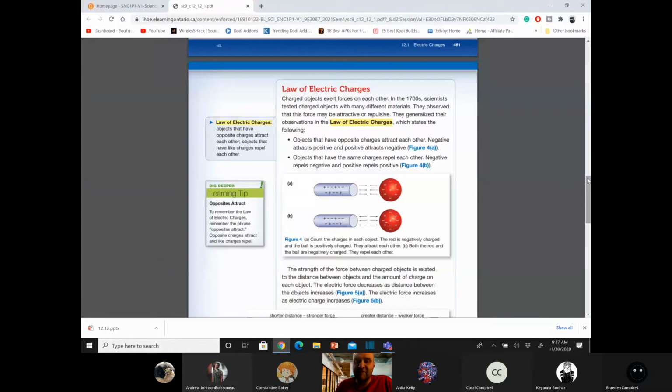So there's a couple of fundamental points here we need to pay attention to. Objects that have opposite charges attract each other. So negative attracts positive and positive attracts negative. So opposites attract. And objects that have the same charge repel each other. Negatives repel negatives and positives repel positives. There it is.